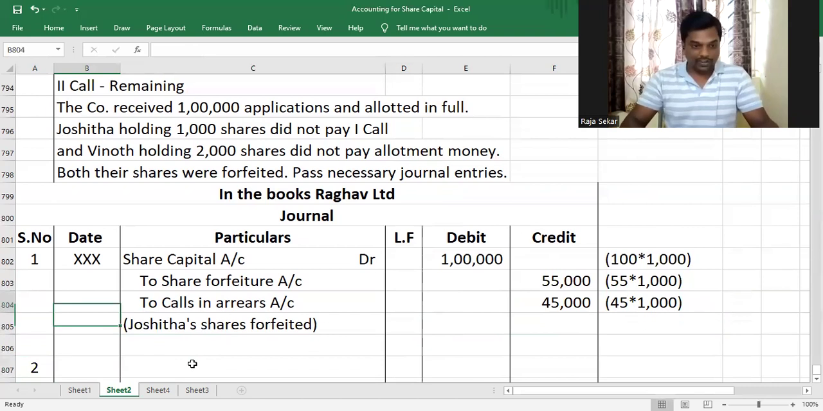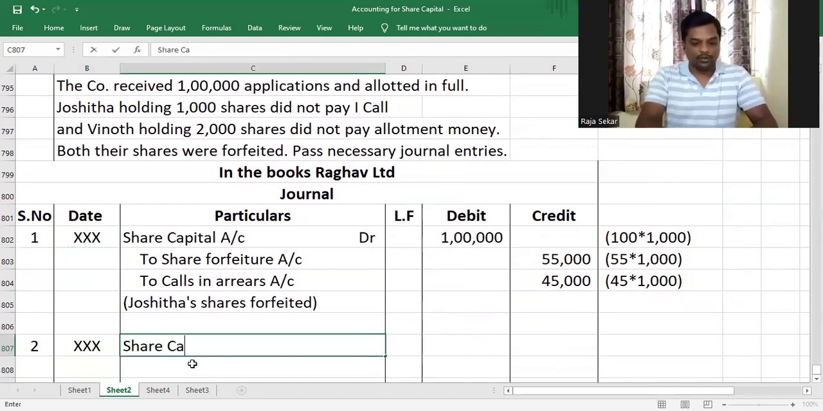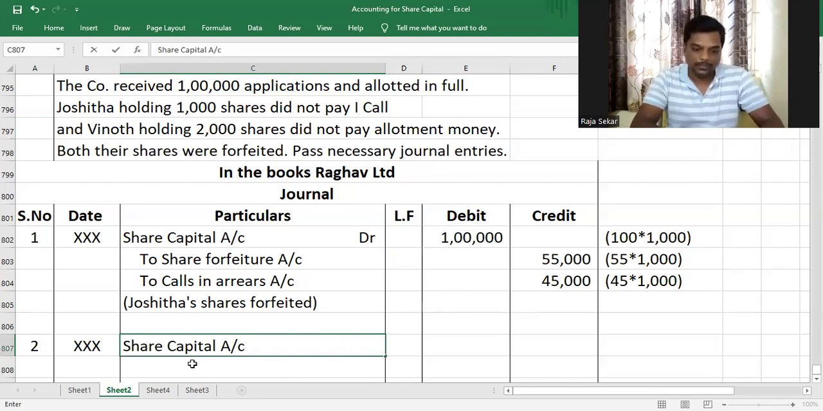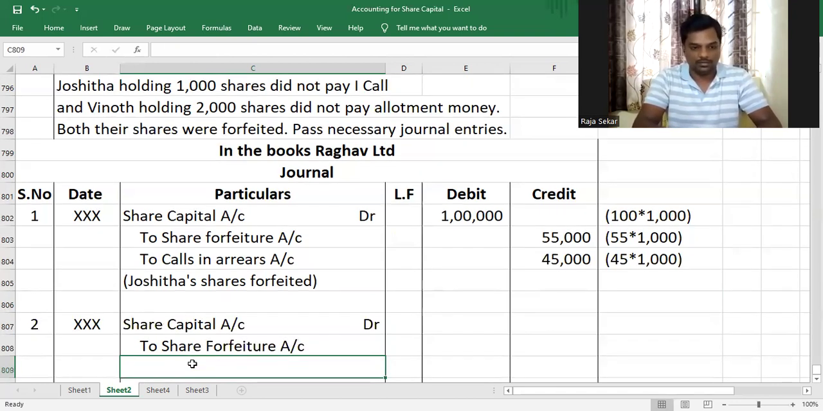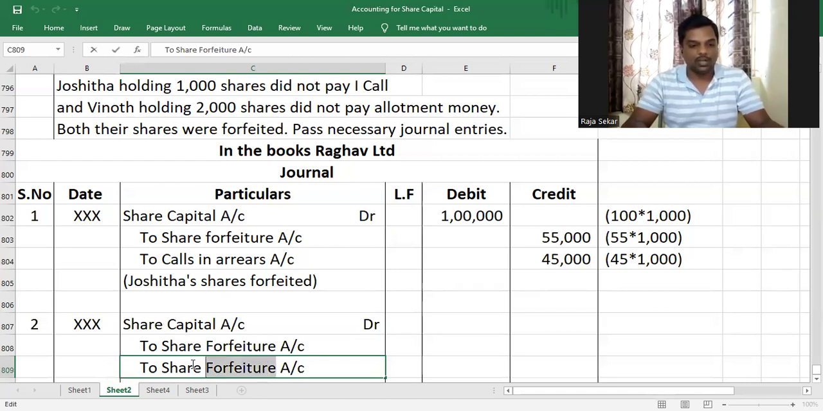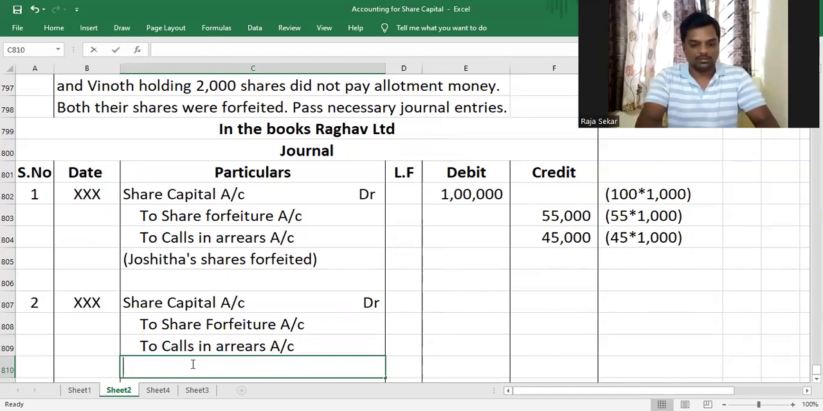We'll also go ahead and forfeit Vinod's shares. Journal entry for forfeiting Vinod's shares is share capital account debit, to share forfeiture account credit, to calls in arrears account credit. It's the same thing. Vinod's shares forfeited.